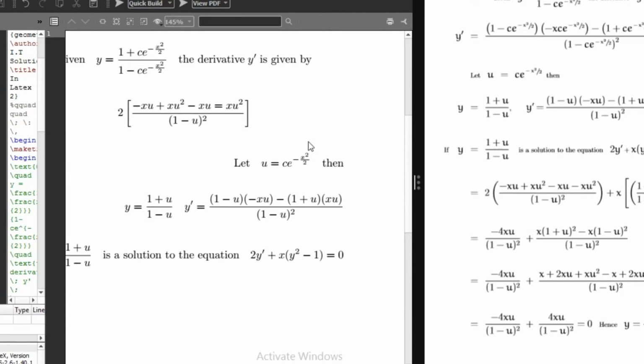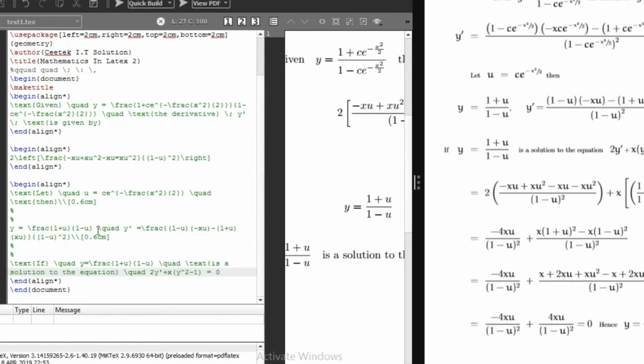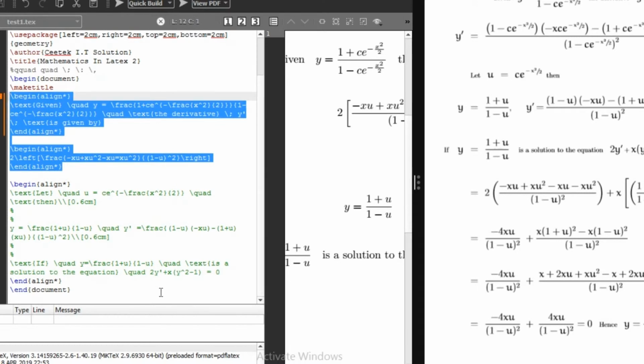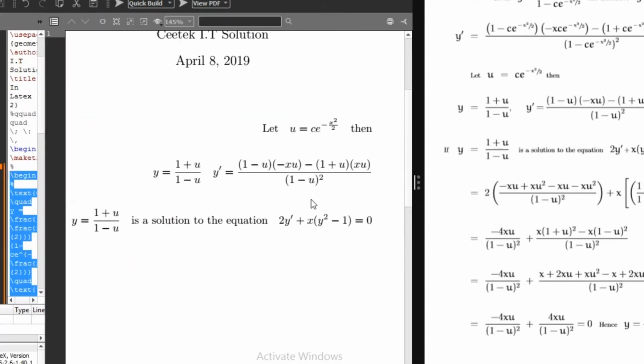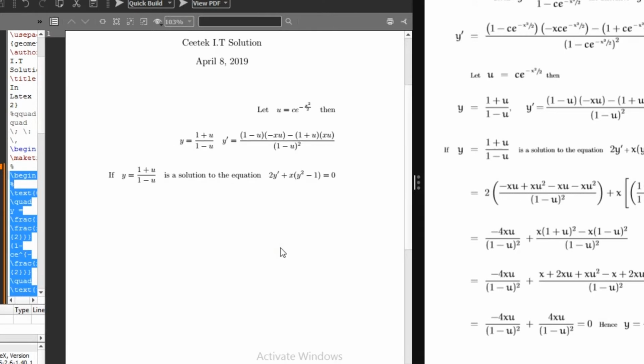So let's take a look at what we have written. Let me first comment everything so we'll get only this one. So I'm going to comment all of these by pressing Ctrl T. Right, so let me recompile. So see what you're having. Normally this is how your equation will be written, and it's not nice at all. You have let u be equal to c exponent something, then you have your equation written, but this is not nice. It's not well formatted.